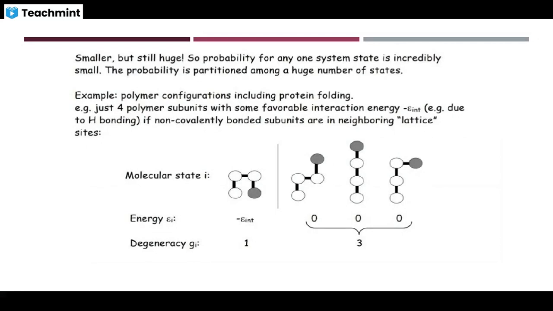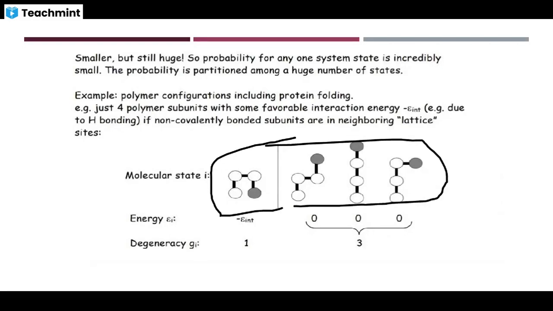As an example, take polymer configuration, which includes protein folding, with just 4 polymer subunits. If there is a favorable interaction like hydrogen bonding, the energy is minus epsilon interaction, where int means interaction. The other states have energy equal to 0, because there is no interaction. So this has degeneracy 1. The three are the same energy. So that is degeneracy.